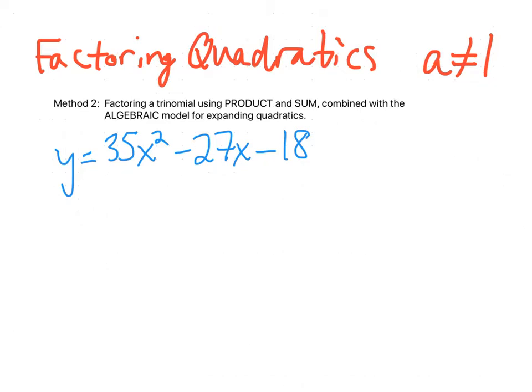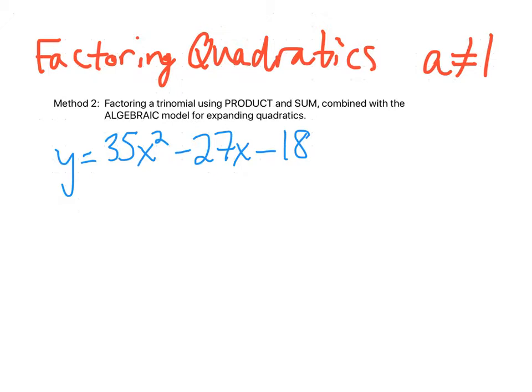Okay, hello everyone. Factoring quadratics when a does not equal 1. We're going to use the same trinomial that we used in the previous video, where we showed method 1, factoring this trinomial using decomposition. In this video, we're going to use again that same trinomial, 35x squared minus 27x minus 18, and we're going to use a different method.